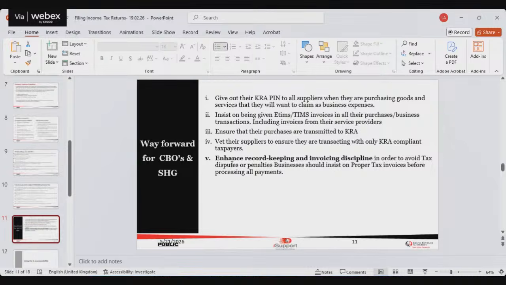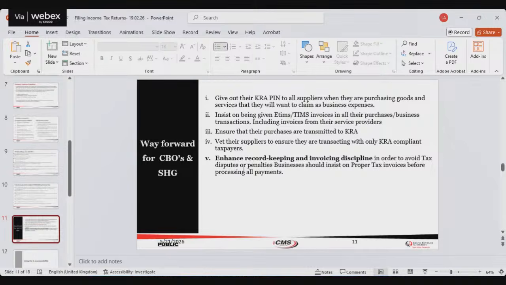Then the last part of it is you must ensure that you keep your tax records for a period of time. And why do we keep our records? We keep our records in case along the way we encounter a tax dispute with the KRA, then remember the burden of proof will be on the side of the taxpayer.